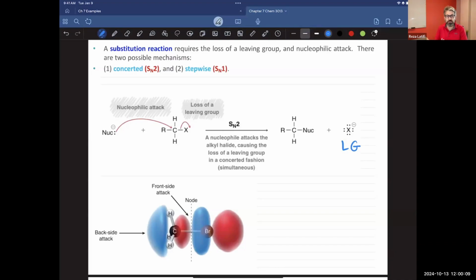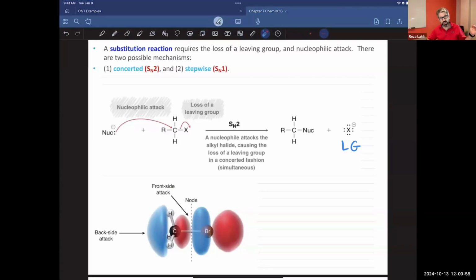The attack must happen from the back of the system. As you see, we have nodes here. So when the nucleophile is reaching, if it interacts with the positive lobe, the negative one will cancel it. So the interaction is not going to be effective if the nucleophile reaches it from this position. But if you reach it from the back of the molecule, you have one lobe, and whether it's negative or positive, the interaction will be constructive, and it will be strong enough to kick the halide out of the system. So the attack must happen from the back of the system.